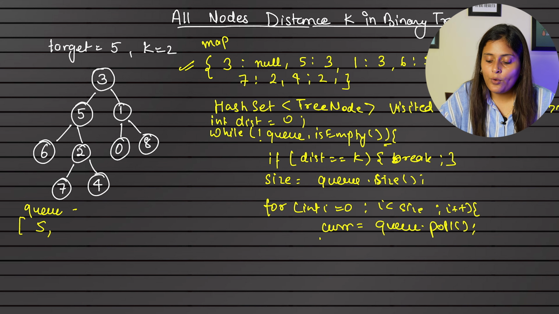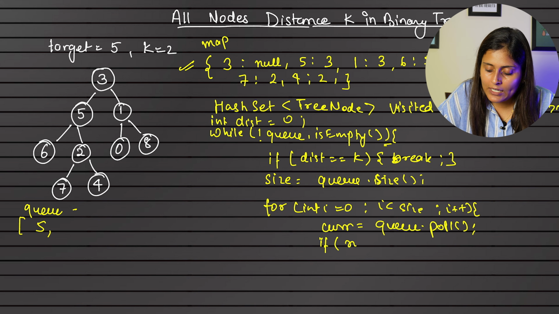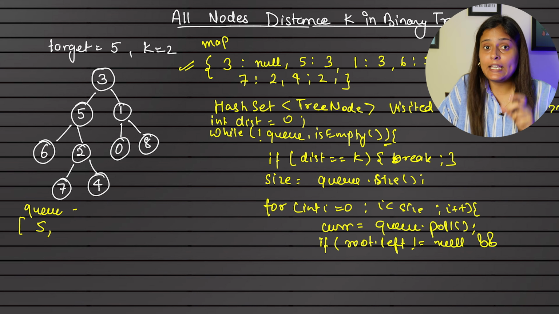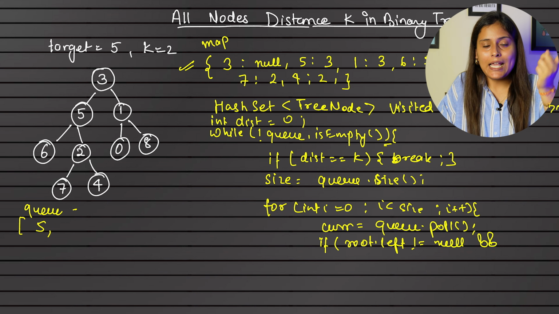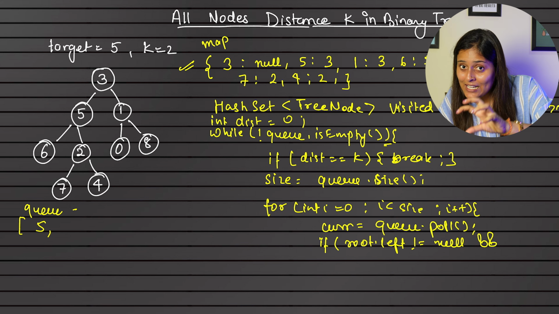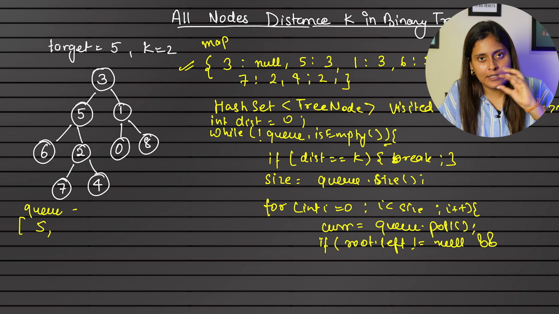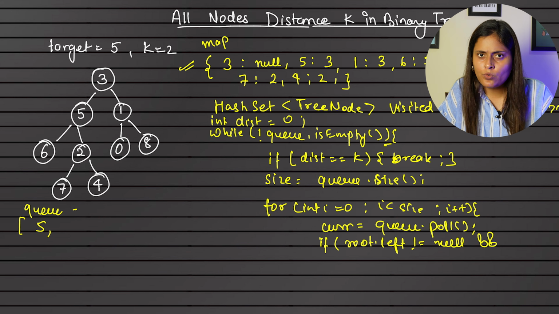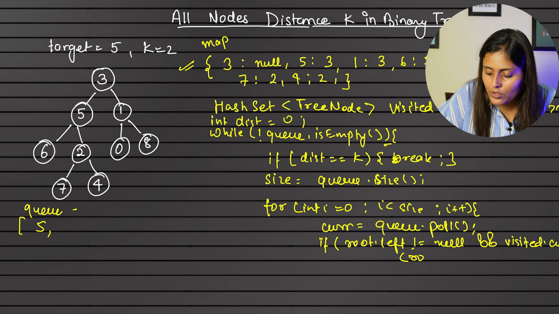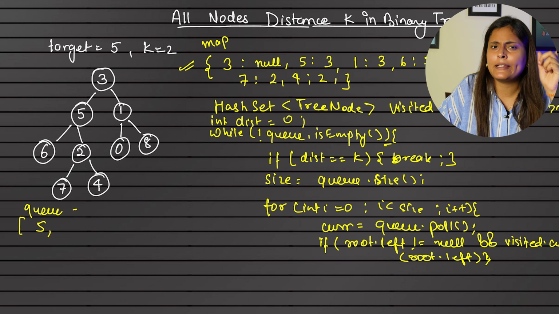Now here we'll check if my root dot left is not null, that is, if my left child is not null. Along with that, we have to check if that left node is not present in the set, correct? So we can check by adding this left node in the set. If it adds, it returns true, which means it was not there. So in visited, please add root dot left. If it's added, then it will return true, which means it was not there earlier, correct?